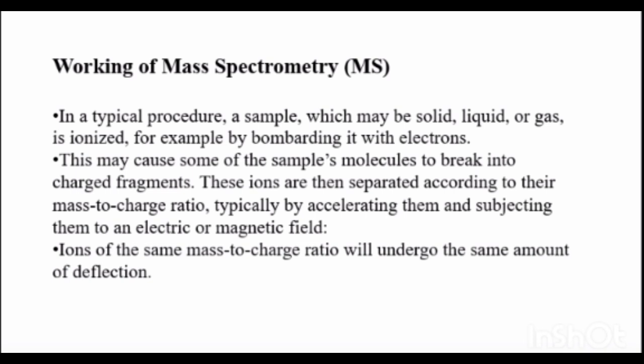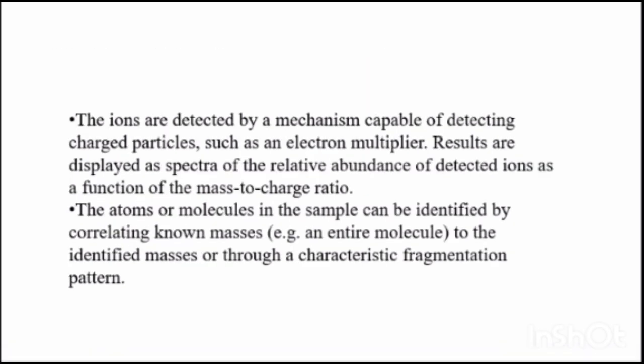The sample may be solid, liquid or gas, which is ionized by bombarding it with electrons. This may cause some of the sample molecules to break into charged fragments. These ions are then separated according to their mass to charge ratio by accelerating them and subjecting them to an electric or magnetic field. Ions of the same mass to charge ratio will undergo the same amount of deflection. The ions are detected by a mechanism capable of detecting charged particles, such as an electron multiplier.